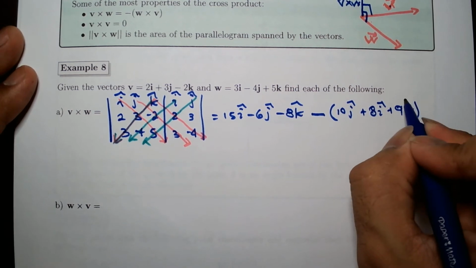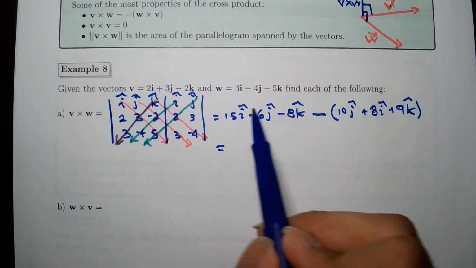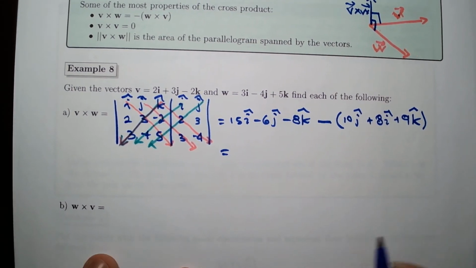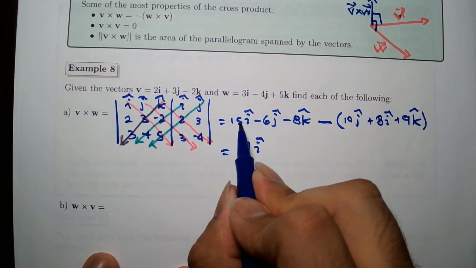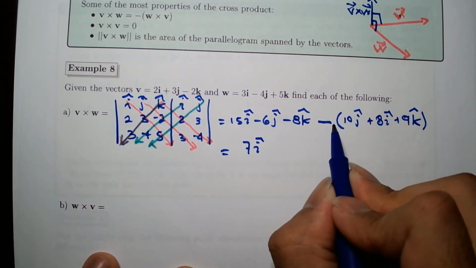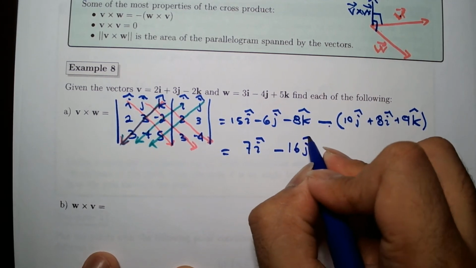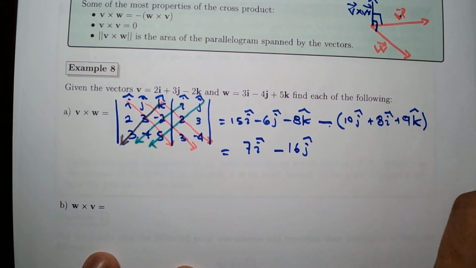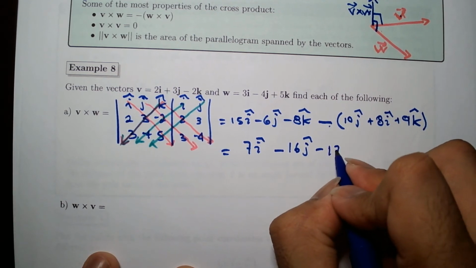And all we do here is simply simplify like terms, i's with i's, j's with j's, k's with k's. And simplifying the i's, we get 7i, because that's 15 minus 8, that's 7. And then the j's, negative 6 minus 10, that's a negative 16. And then negative 8 plus 9, that's going to give us negative 8 minus 9 essentially, that's a negative 17k.